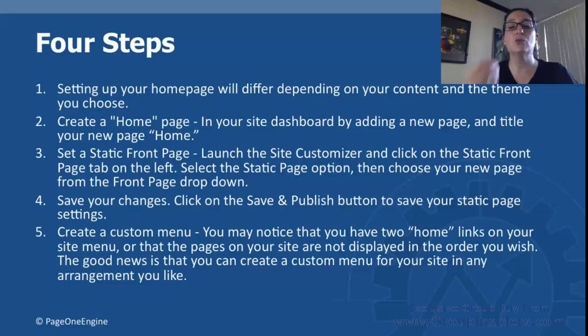And to do this, you launch the Site Customizer and click on the Static Front Page tab on the left, select the Static Page option, then choose your new page from the Front Page drop-down. You save your changes. If you're ready to publish, you click on Save and Publish to save your static page settings.